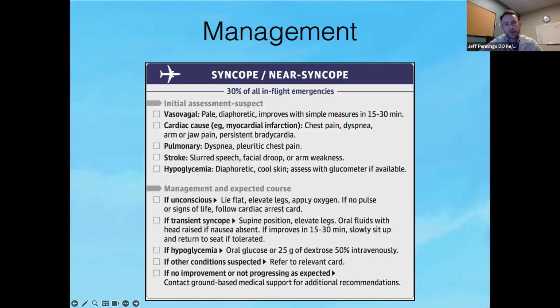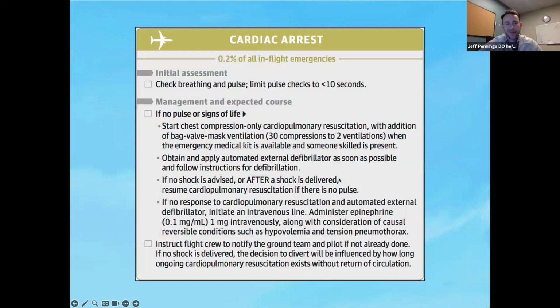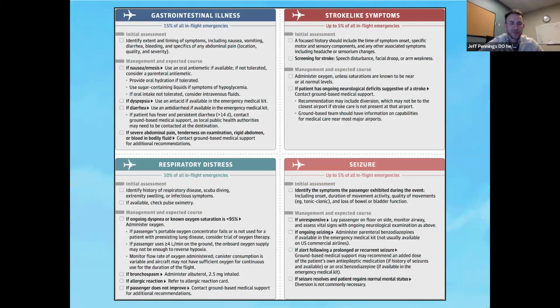The other part of that JAMA systematic review was these pretty helpful breakdowns of essentially your differential for syncope and near syncope, and what you should be doing in management. And then they did this for cardiovascular symptoms, cardiac arrest, GI, respiratory, all these different things. So if you ever get a chance, it's an interesting read. I threw all these into an Evernote that I have available if I ever needed it on a flight. But it's out of the scope of this lecture to break down each and every one of these.